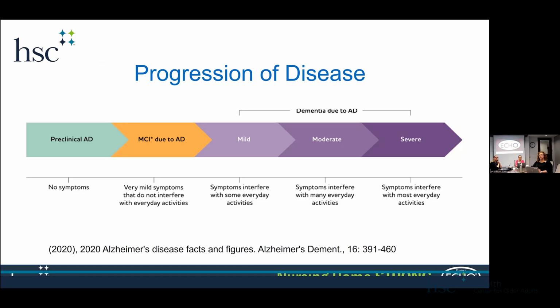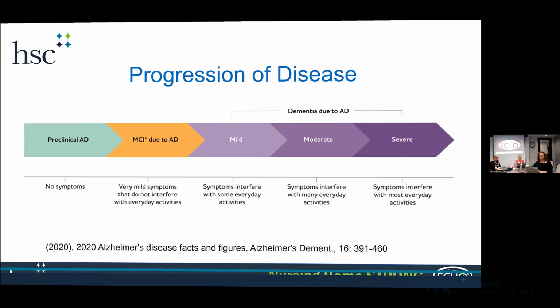As the disease progresses, there's going to be more problems with taking care of their ADLs, or activities of daily living. And then when they get to severe stages, that's when they're mostly impaired and having to get additional support.